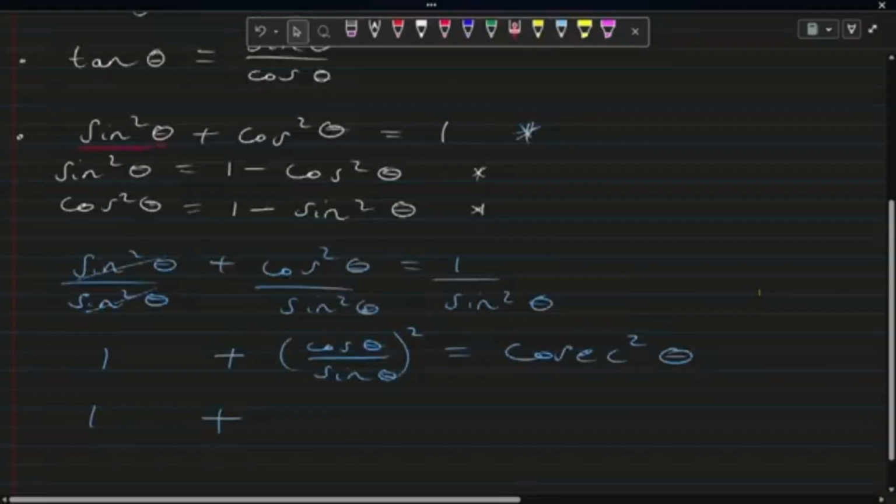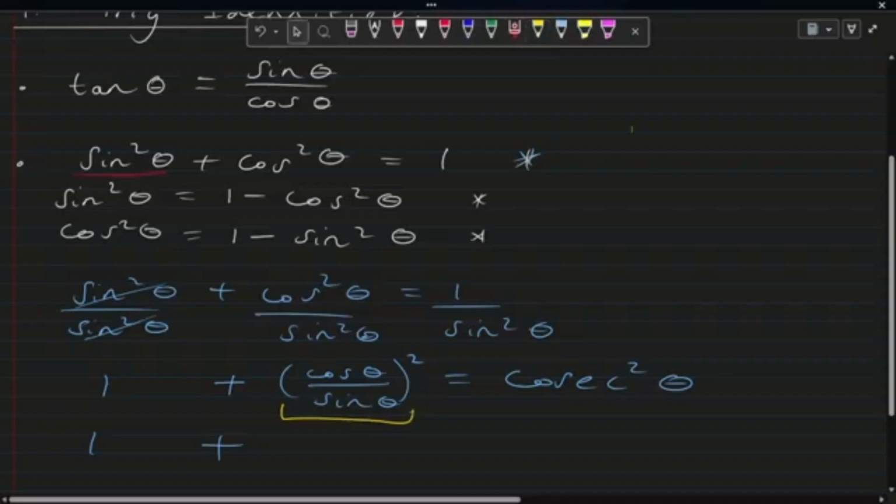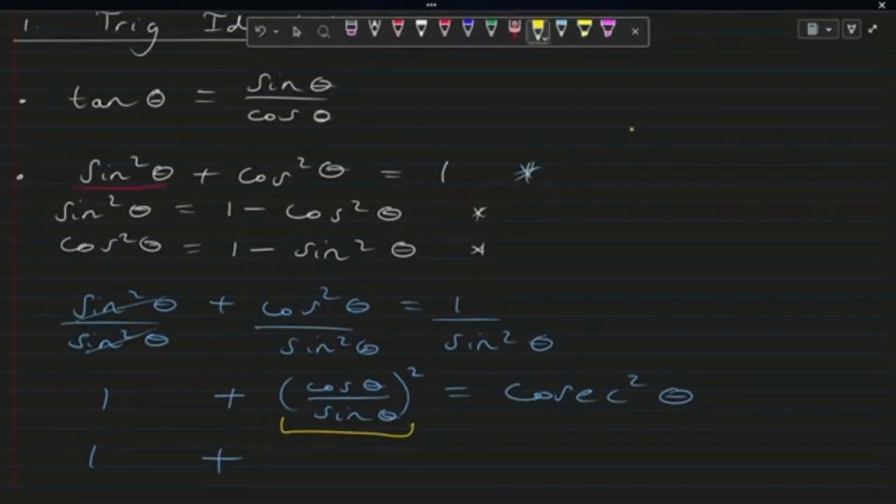We can continue. Now, this is a very interesting situation that we have over here. Let's pay careful attention to this one. We can see from this equation that sine theta over cos theta will give us tan. Sine theta over cos theta will give us tan.